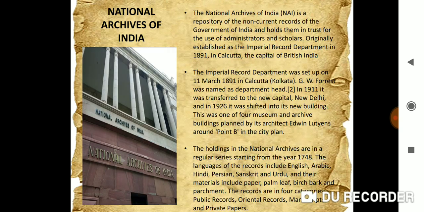Now we will discuss one brief piece of information. This is not in your book. We will discuss something about the National Archives of India. Very, very important. This is our heritage, the National Archives of India.